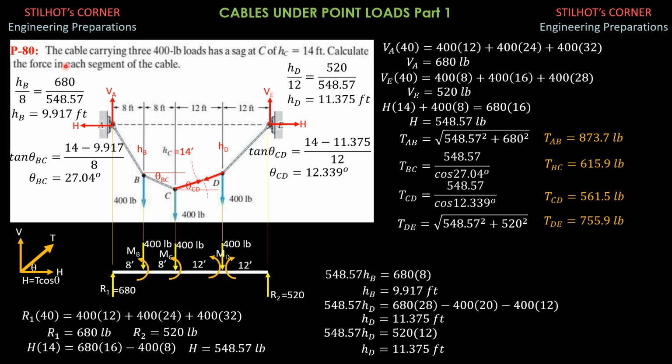So here is the problem. The cable carrying three 400-pound loads has a sag at C of h sub c equals 14 feet. So this is 14 feet, the distance from the point of the cable to the imaginary chord. It happens here that the supports are on the same level. So the sag, or the distance from the point to the imaginary chord, is the vertical distance from the point of the cable to that imaginary chord.